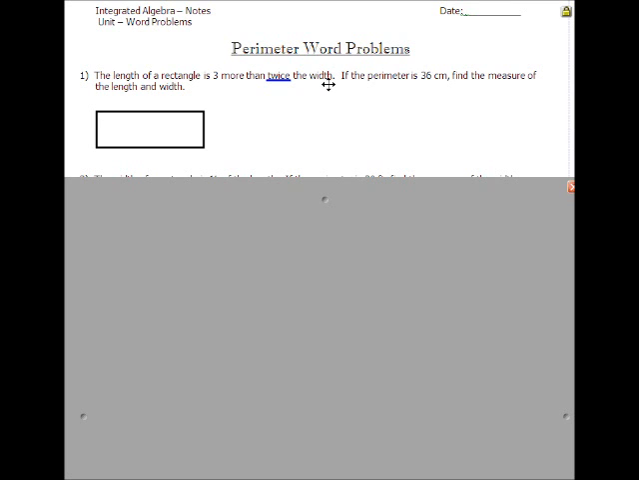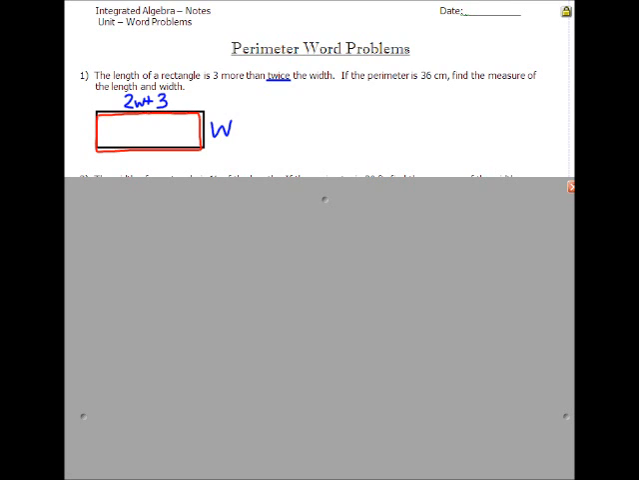Very straightforward. I can let my width be x or w or whatever I choose. So I'm going to choose w in this case, and my length is 3 more than twice my width. Now again, keep in mind with perimeter, we are going all the way around. We are circumventing this figure. Okay, not just where the variables are.